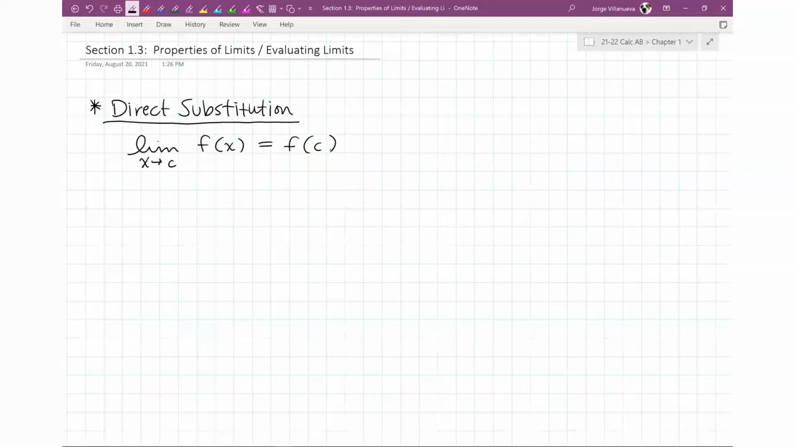No need to draw it. No need to create a chart, at least for the most part. It's just plugging it in, okay? Now, you got to make sure that the function you're plugging it into is a well-behaved function, meaning it's continuous, okay? So I'm just going to put a little mark here. F of x should be well-behaved, as they call it.